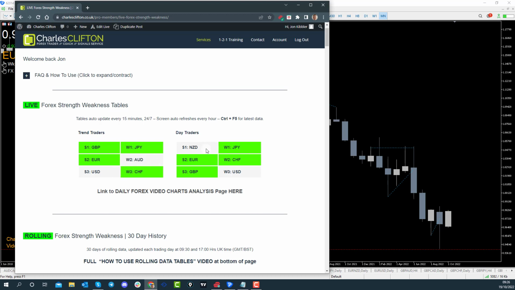Now, if we take a look at some of the non-highlighted currencies, the non-highlighted currencies means that there is no confluence on the timeframes. However, you can see here there is a clear divide for the US dollar because it is S3 on our trend traders. So S3 is the third strongest, but it is W3 on the day traders, so W3 is the third weakest. Now, what does that tell us? Well, it tells us that maybe from a higher time frame perspective, the dollar is strong. However, on the lower time frames, the dollar is weak. So maybe, let's say the dollar has been in an uptrend for a while or has been very strong. Maybe we're in the retracement phase or a pullback phase on the US dollar at the moment.